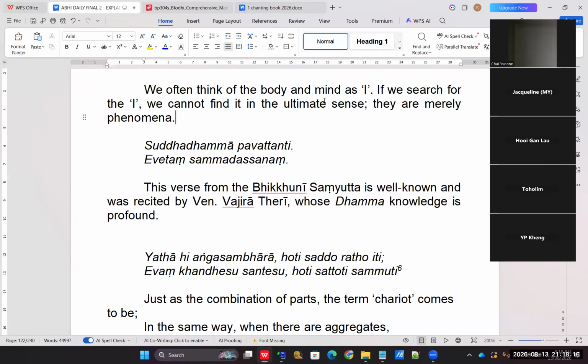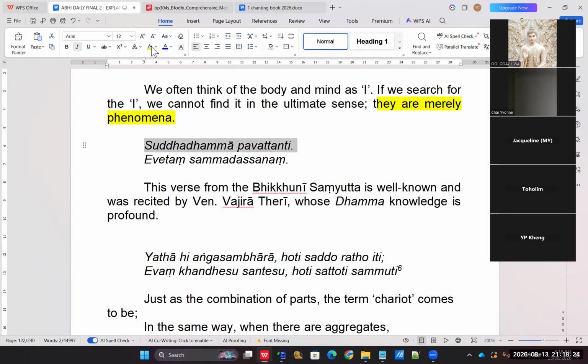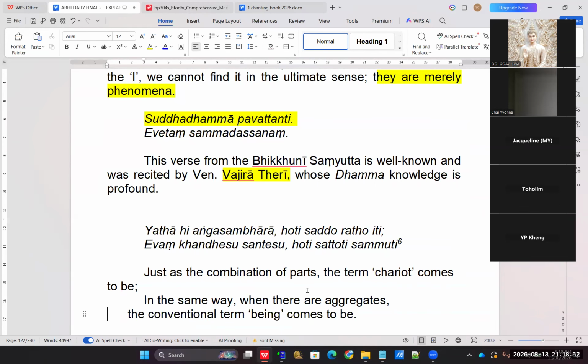We often think of the body and mind as I. If we search for the I, we cannot find it in the ultimate sense. They are merely phenomena. Suddha Dhamma Pavatanti Eve Tam Samadasanam. This verse from the Bhikkhuni Samyutta is well known and was recited by Venerable Vajira Theri, whose Dhamma knowledge is profound. Yatha hi anga sambara koti sadora rato iti. Evam kandesu santesu hoti santoti samuti.